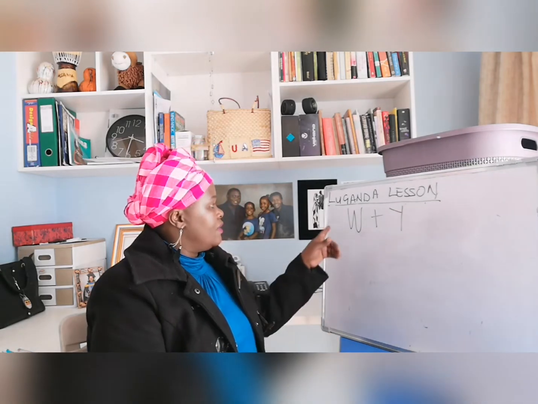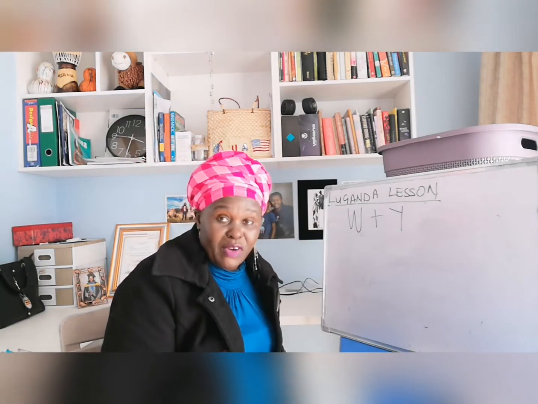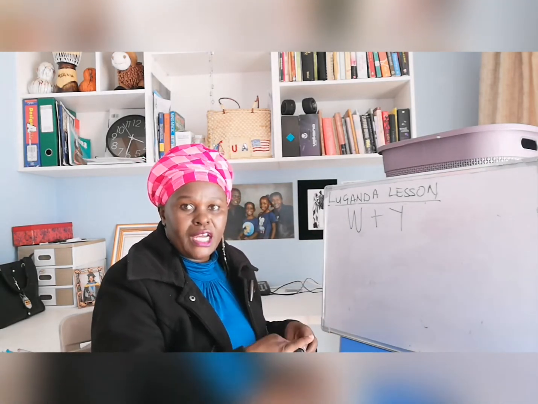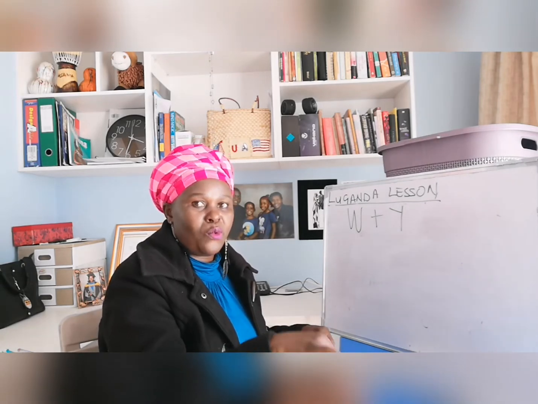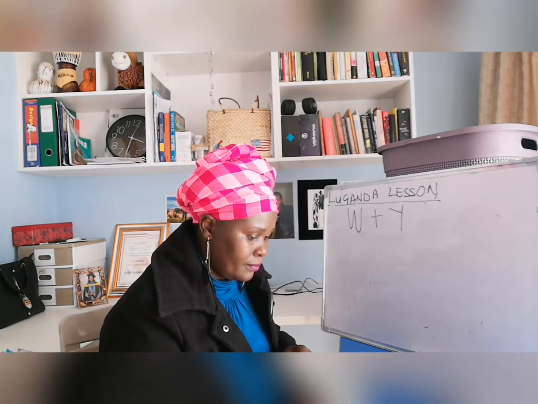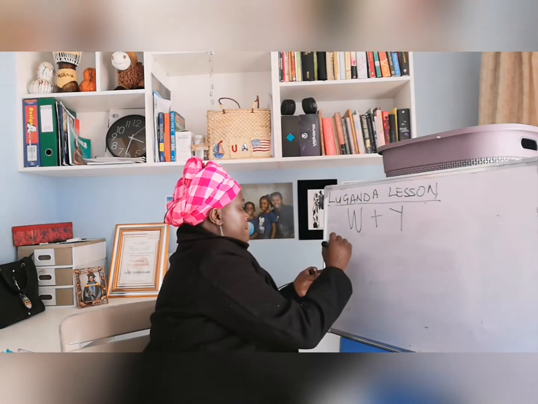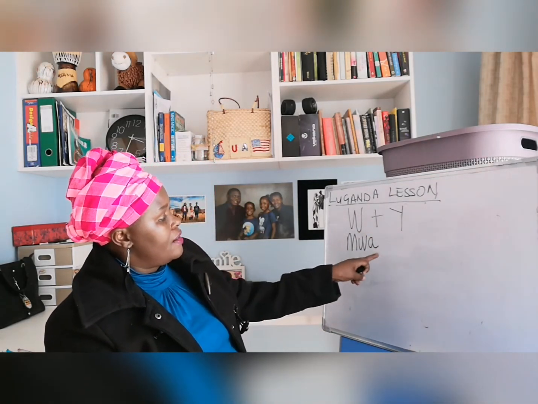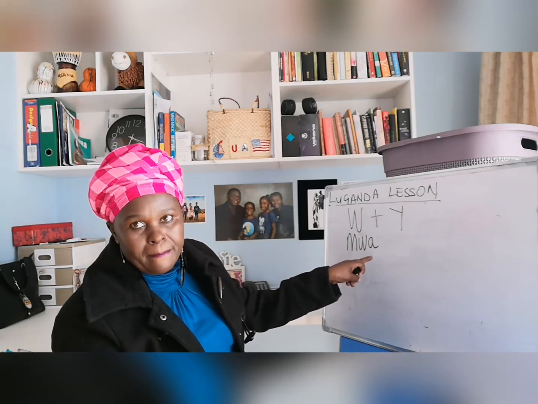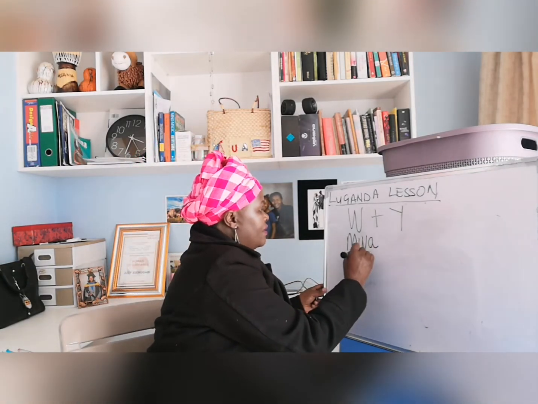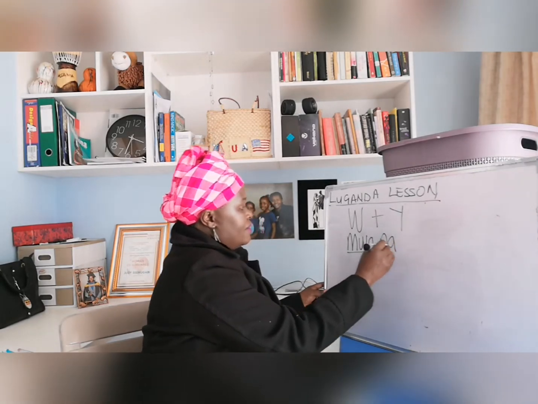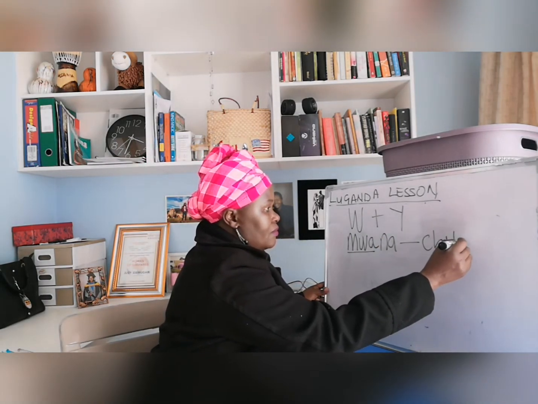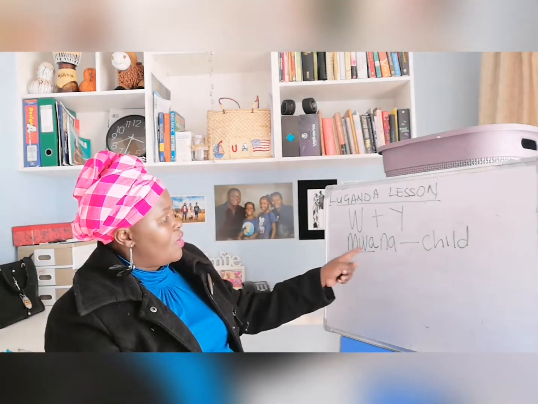W and Y are semi-vowels because they are consonants, as you see, but you call them semi-vowels because they help to make a sound in a word. For example, mwa: M plus W plus A is mwa. We can also add on NA and say mwana. Mwana, child.